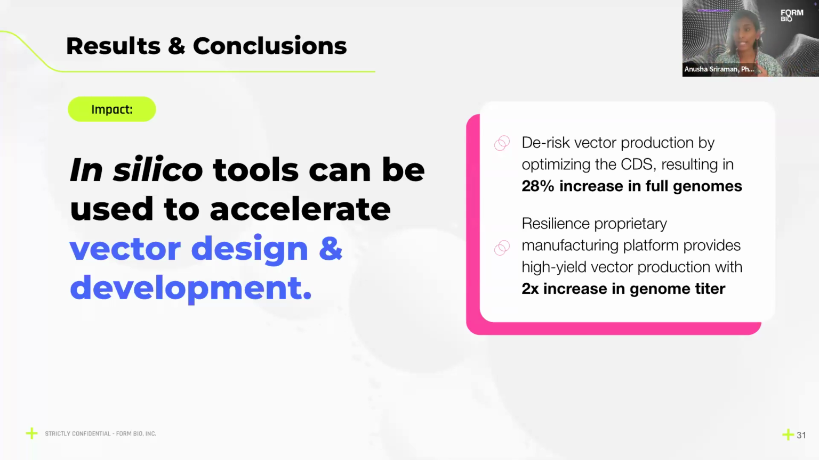In addition to the increased genomes that we noted when we optimized the coding sequence, we also saw a twofold increase in genomic titer when we used the FormSight AI optimized human growth hormone coding sequence coupled with the better performing jet promoter. And so this genomic titer improvement was independent of other bioprocessing parameters.